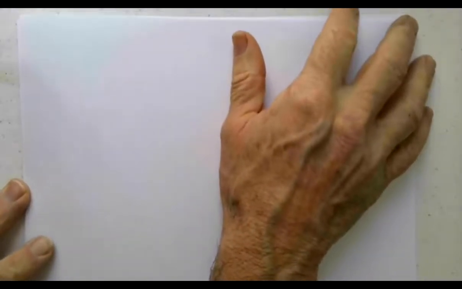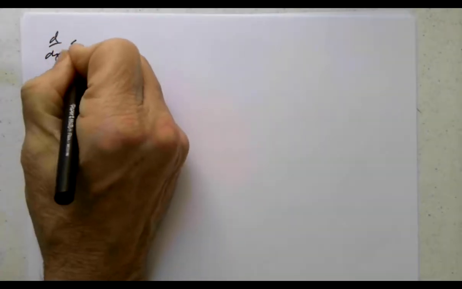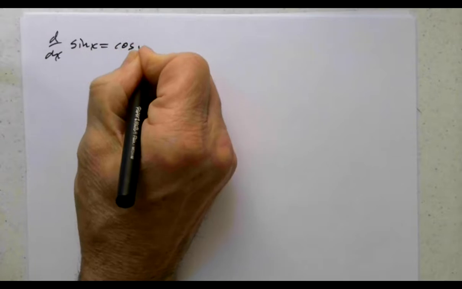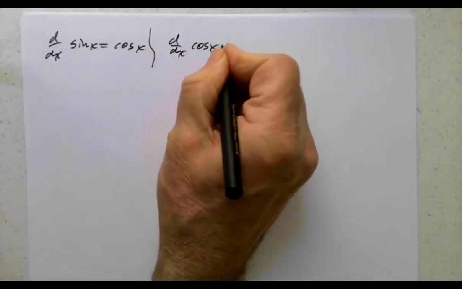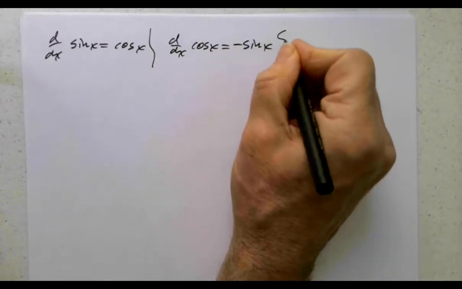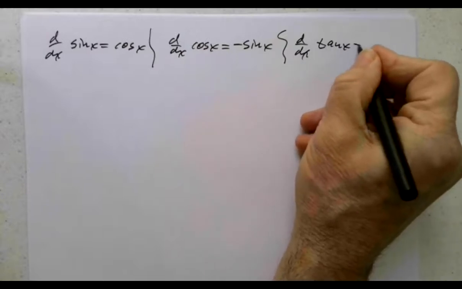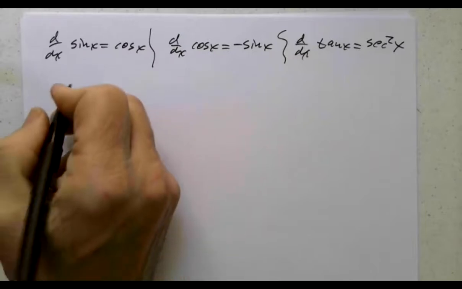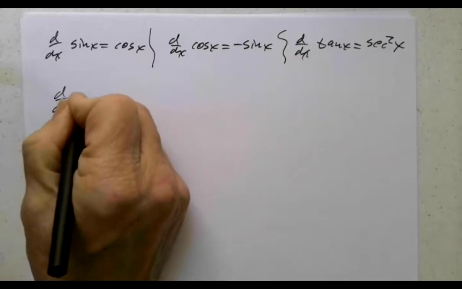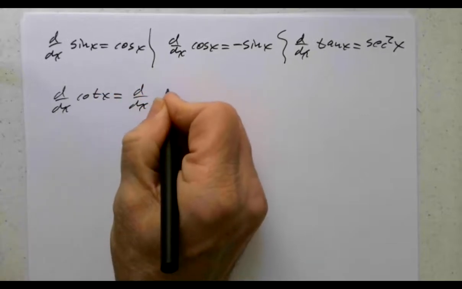So now we have 3 facts that we can use. Let's write them all down. Derivative of sine is cosine, so the derivative with respect to x of sine x is cosine x. The derivative with respect to x of cosine x is minus sine x, and the derivative with respect to x of tangent x is secant squared x. So a quick follow-up to derivative of tangent would be derivative of cotangent, which is the same thing as the derivative of cosine x over sine x.